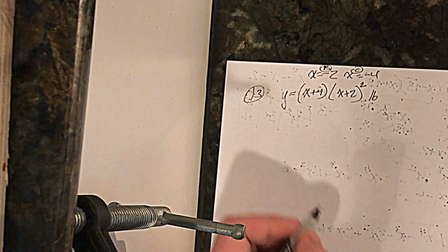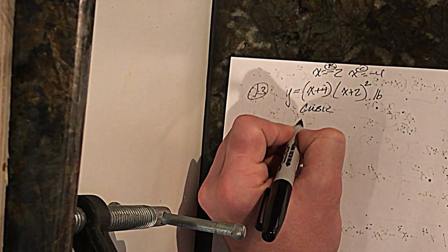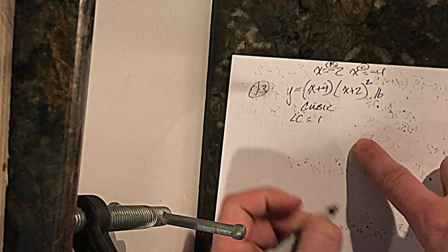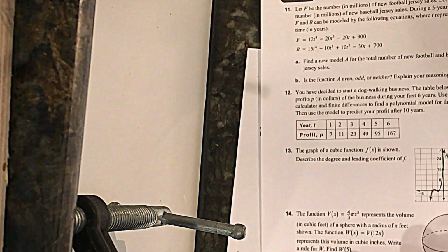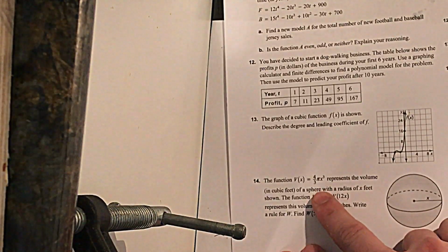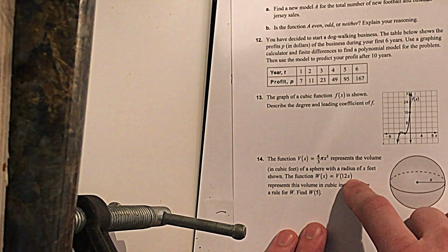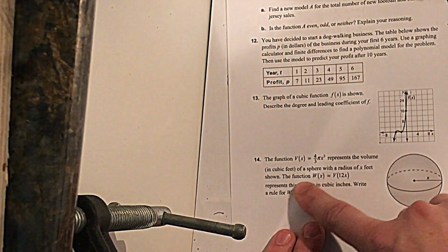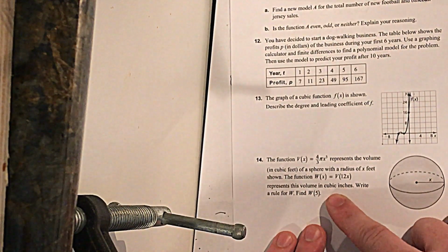So to answer the question, the degree, this is a cubic. The leading coefficient is 1. Now number 14. It says the function represents the volume of a cubic sphere, in cubic feet of a sphere with a radius of x feet. So they give us this function. Write a rule for W and then find W of 5.